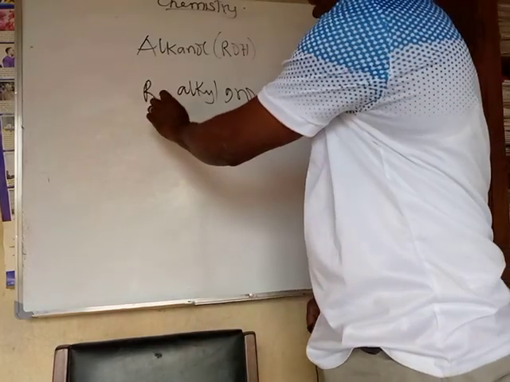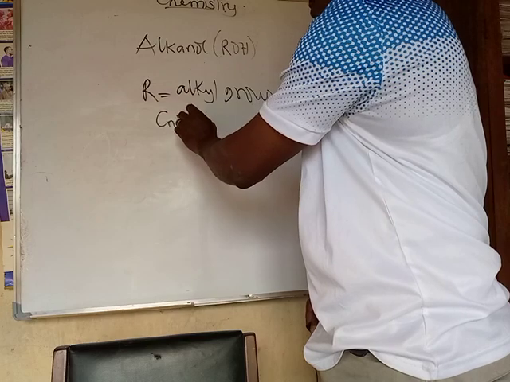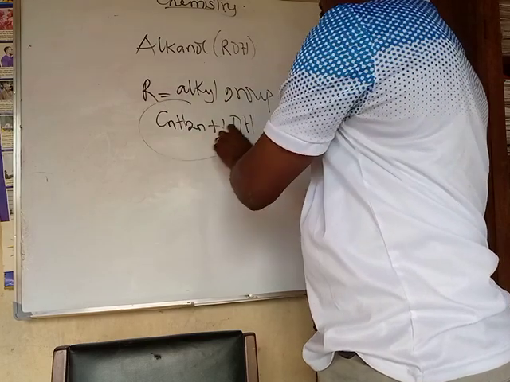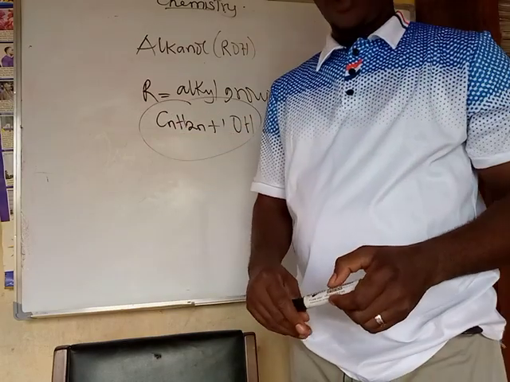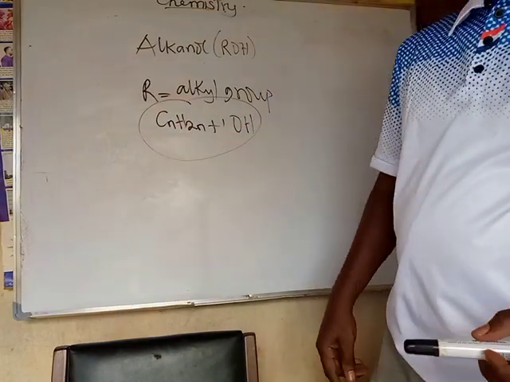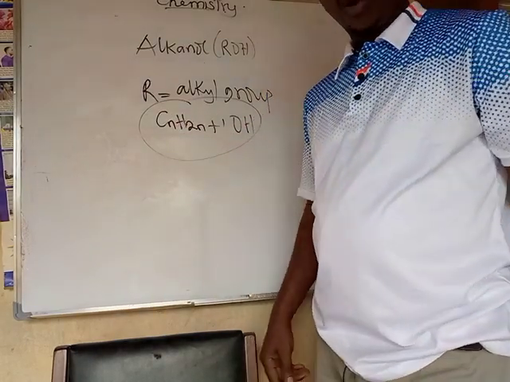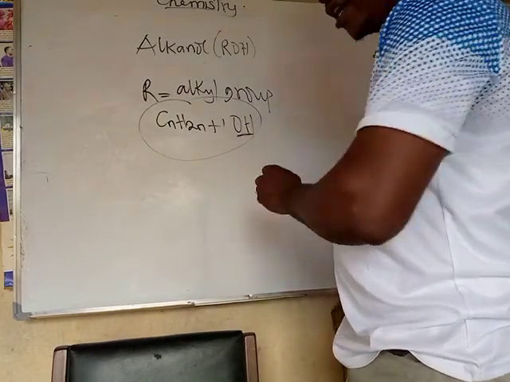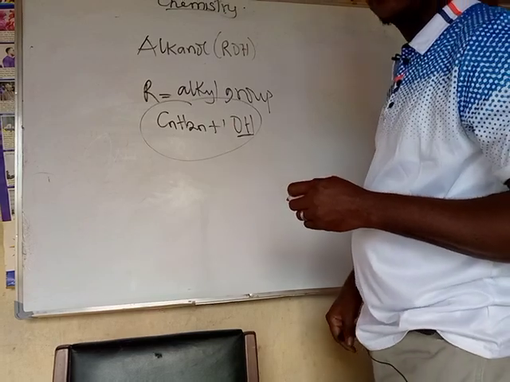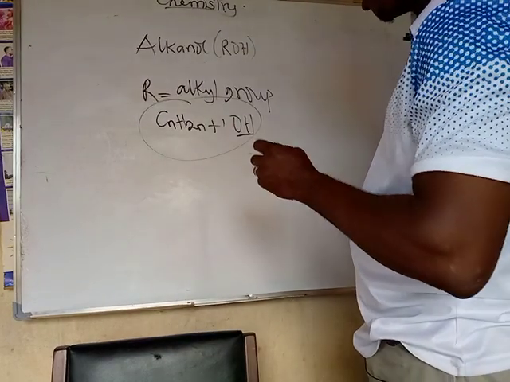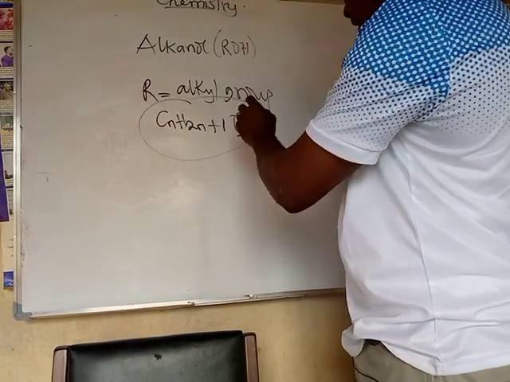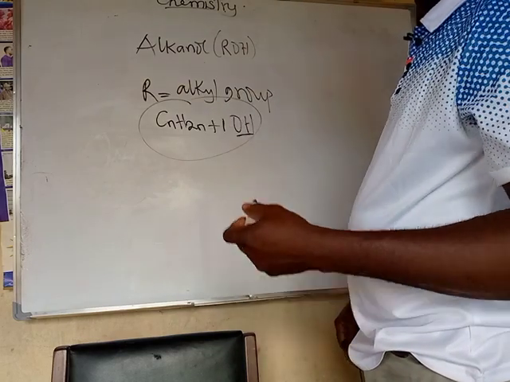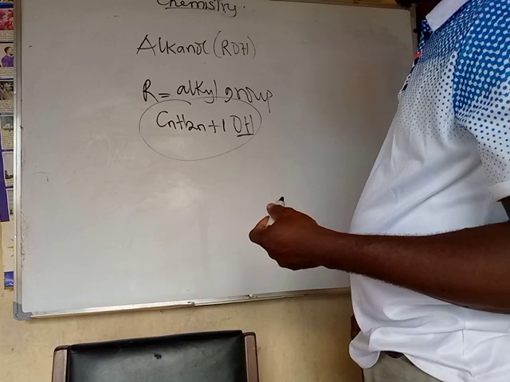That is to say that alkane CnH2n+1OH. This is the general molecular formula of alkanol. The functional group present in alkanol is simply OH. OH is the functional group present in alkanol. Any compound you see with OH, that is the hydroxyl group, it is telling you something about alkanol.